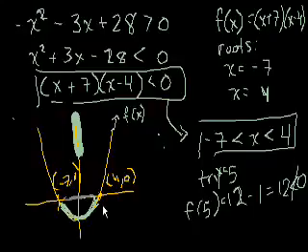And you're probably saying, well, Sal, how do I know I don't include the roots? Well, you could try it out. At the roots, f of x is equal to 0. So if this was less than or equal to 0, then the answer would be negative 7 is less than or equal to x is less than or equal to 4.